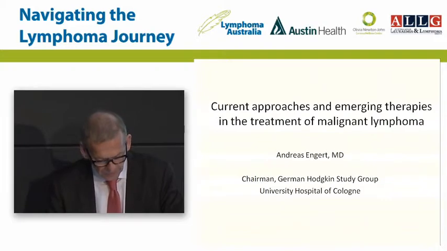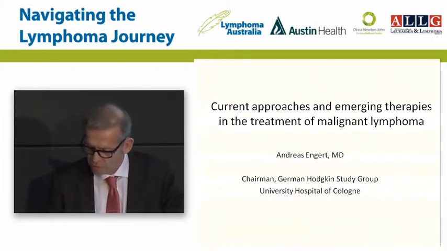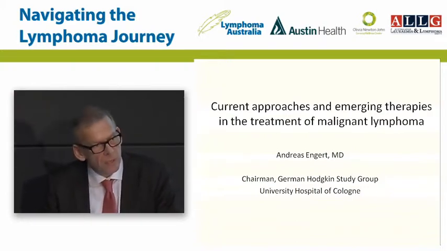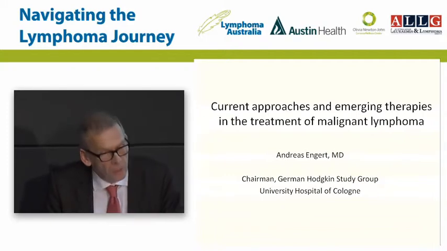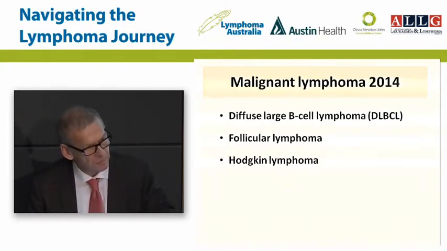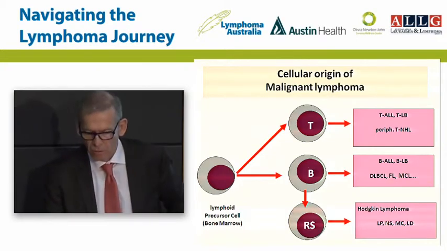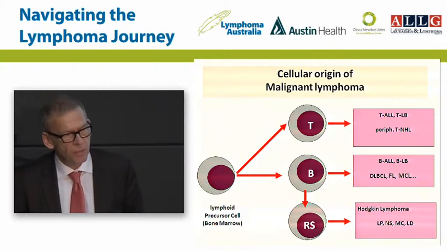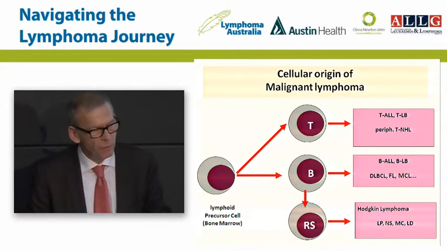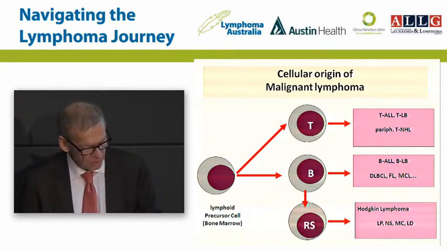So I will try to give you an overview on the two most common non-Hodgkin lymphoma, that is diffuse large B-cell lymphoma and follicular lymphoma. And then later on, as I said, we will discuss Hodgkin's. So these are cancers of the lymphatic systems. These tumor cells derive from lymphocytes. And this cartoon shows this.